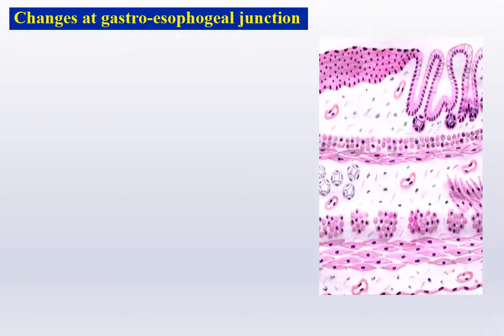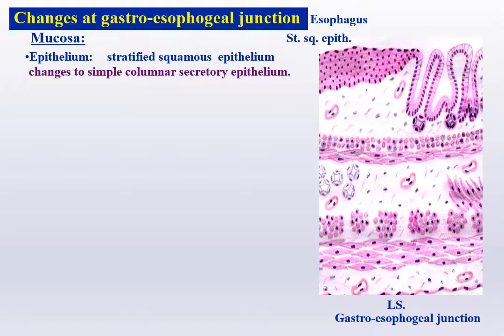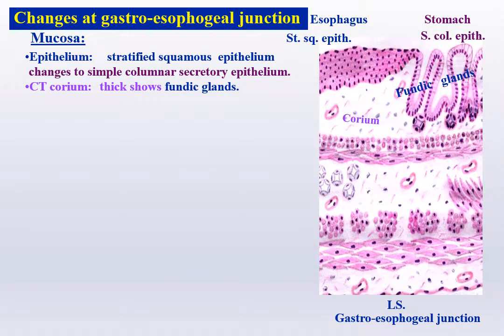Changes at the gastroesophageal junction. It is best studied by LS section. Epithelium. The stratified squamous epithelium of the esophagus is suddenly replaced by the simple columnar secretory epithelium of the stomach. Corium. It becomes thick and is occupied by the fundic glands. Muscularis mucosa passes without change.